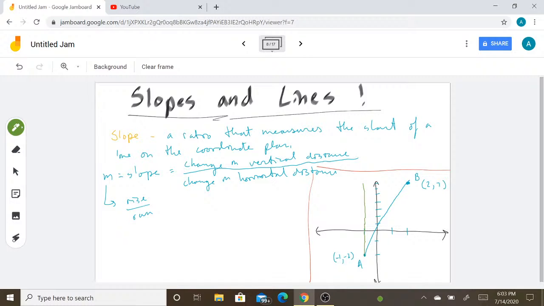And then the run, or the horizontal distance, the change in that, we can find out by looking at the x coordinates. So A is at -1 and B is at 2. So the change, or the distance between those 2 points horizontally, is 3. So 1, 2, 3. So we found out that the change in vertical distance was 9, and the change in horizontal distance was 3. So for this particular case, slope, or m, is equal to 9 over 3, or just 3. So there are different types of slopes.